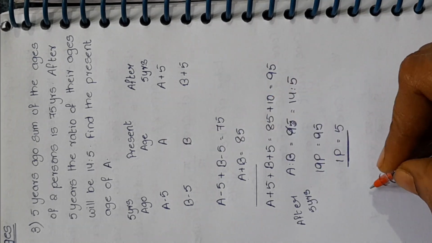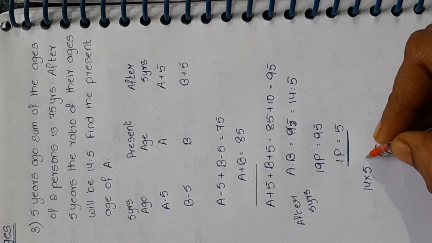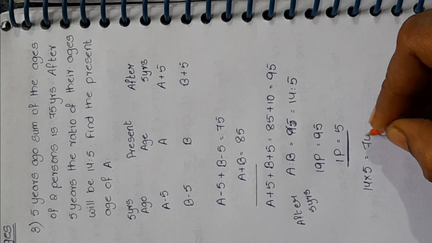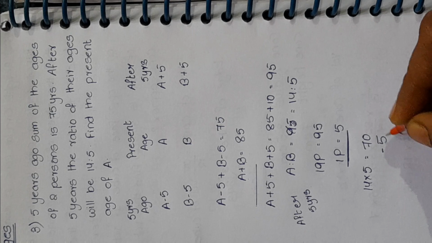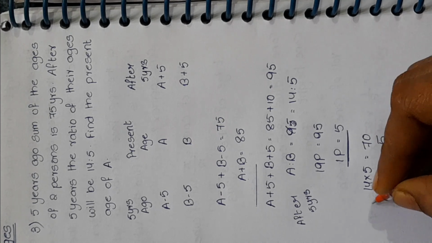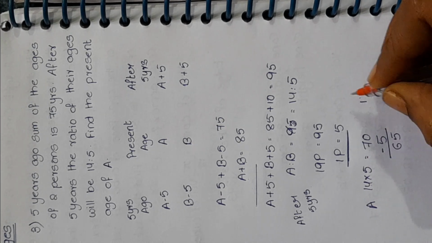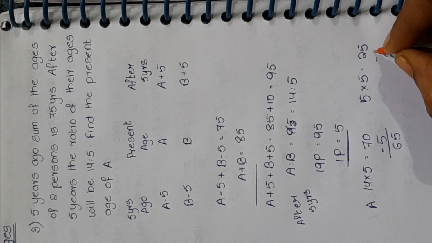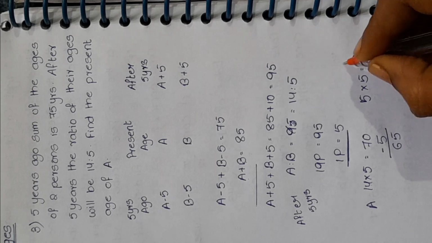So, the present ages will be 14 into 5, that is 70. This is after 5 years. So, subtract 5. That is 65 is the age of A, and 5 into 5, which is equal to 25, minus 5. That is 20 years is the age of B.